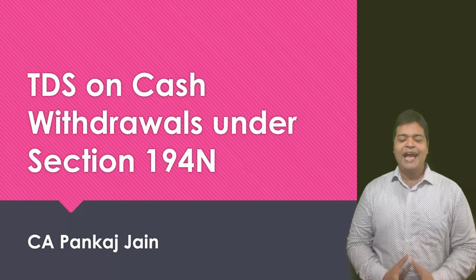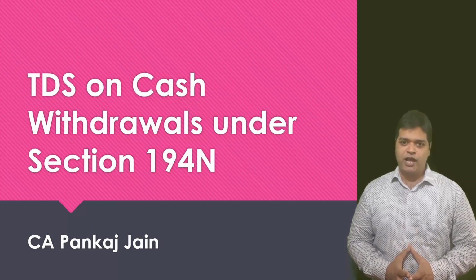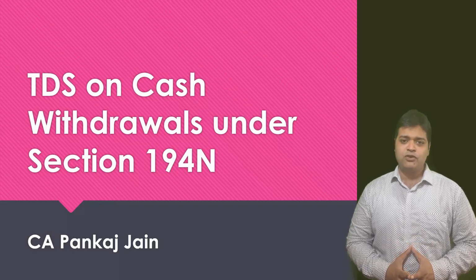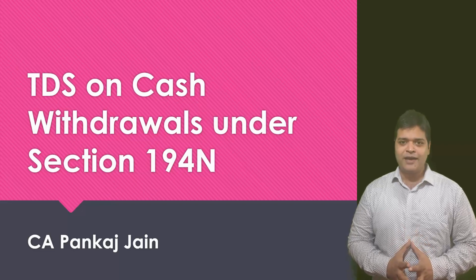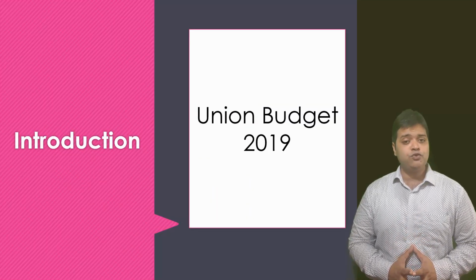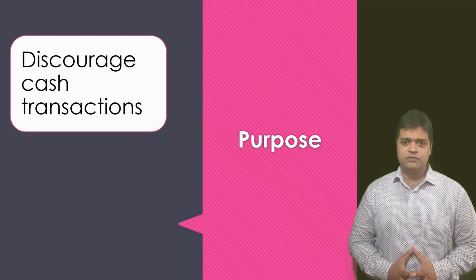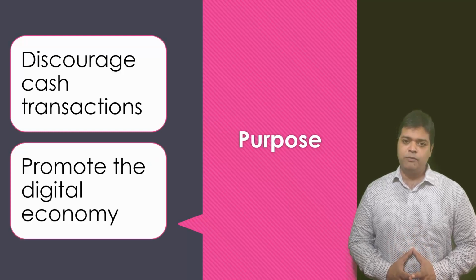I'm CA Pankaj Jain, and in this presentation, we are going to talk about Section 194N of the Income Tax Act 1961. That is TDS on cash withdrawals from banks, cooperative banks, and post office. Section 194N was introduced in Union Budget 2019. Well, the purpose was obvious. The government wants to discourage cash transactions and promote the digital economy.